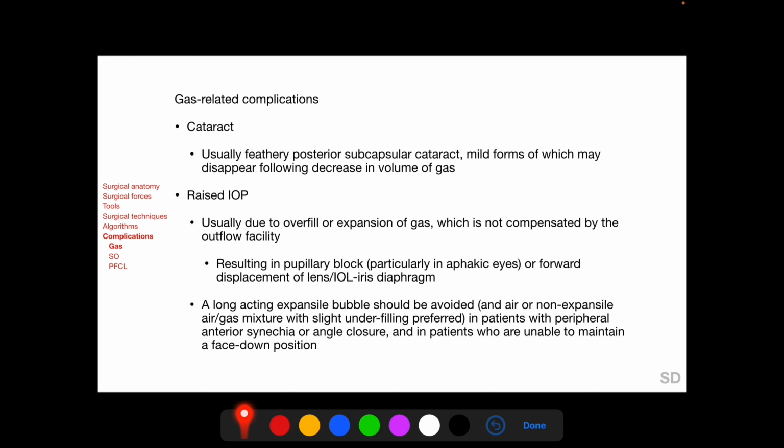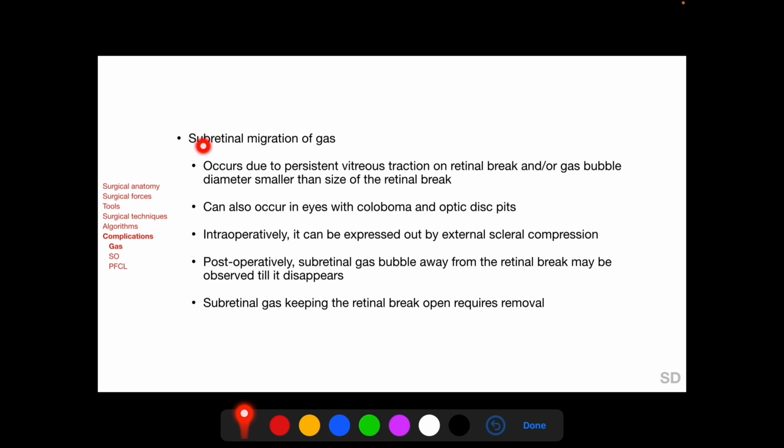Gas-related complications include cataract, which is usually feathery posterior subcapsular cataract, mild forms of which may disappear following decrease in volume of the gas. Raised intraocular pressure is usually due to overfill or expansion of gas, which is not compensated by the outflow facility of the eye. Gas can migrate into the subretinal space, which occurs due to persistent vitreous traction on the retinal break and or a gas bubble whose diameter is smaller than the size of the retinal break, and subretinal gas keeping the retinal break open requires removal.